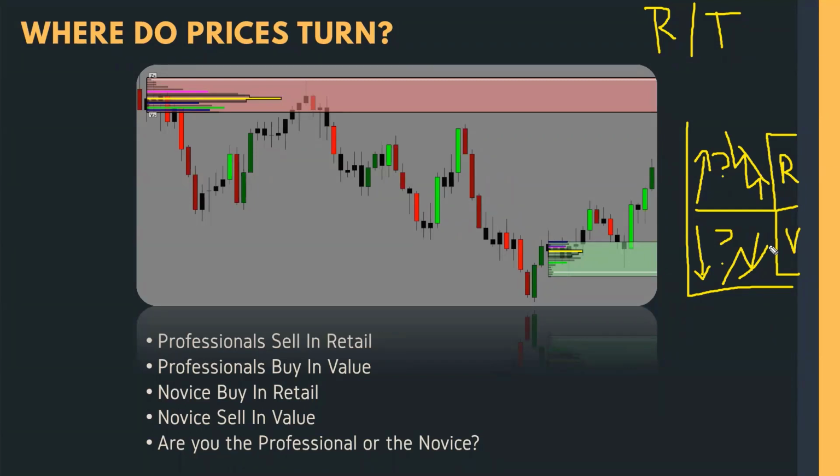Okay. So the concept here is professionals always sell in retail. That's a given. But the question is, are you fading? Meaning, are you trading reversals in expensive territory, or are you trend trading it? Okay. The next one here is value. Are we fading it, or are we trend trading it?